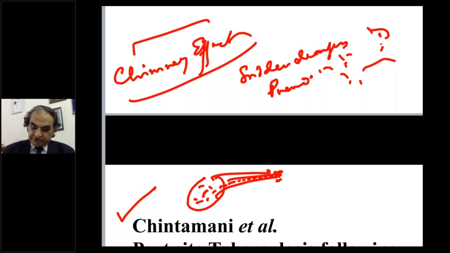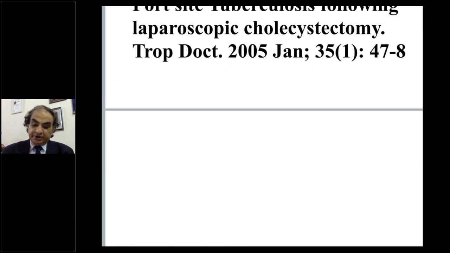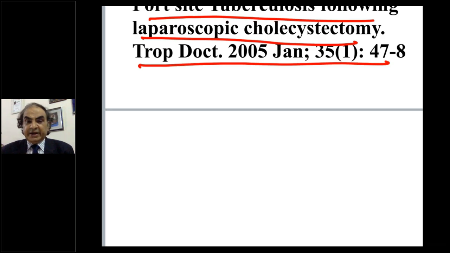It is in the Journal of the Royal Society of Medicine, which is called Tropical Doctor. You can always follow this presentation on PubMed also. This is a publication. And after that, many people have reported now. But this was in the beginning. And so there were two theories. One was the chimney effect. Most people believe that it's no longer the case.